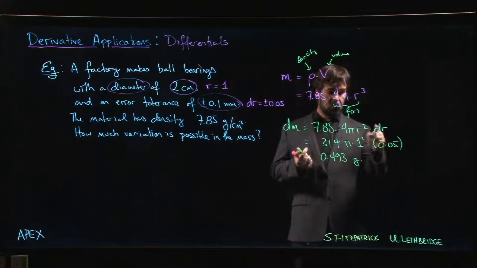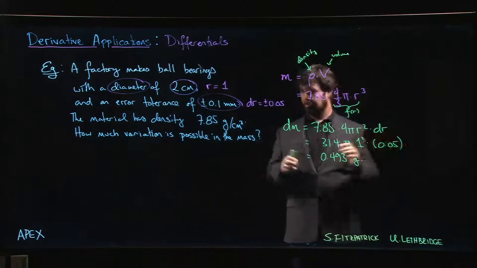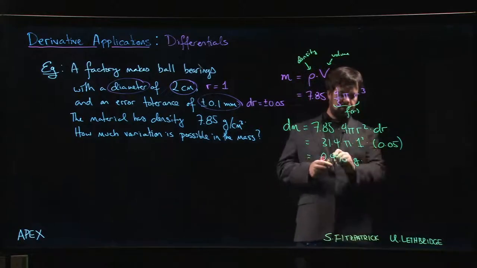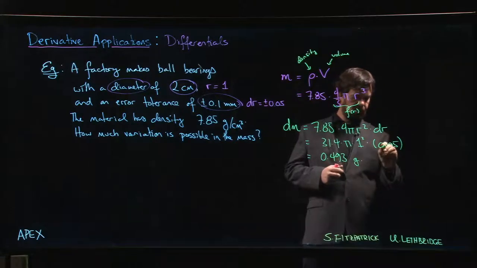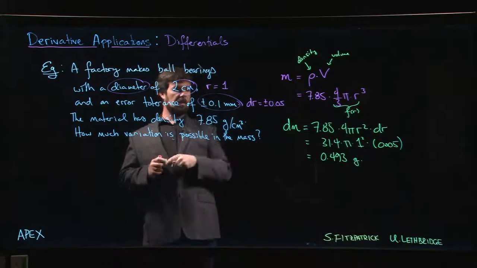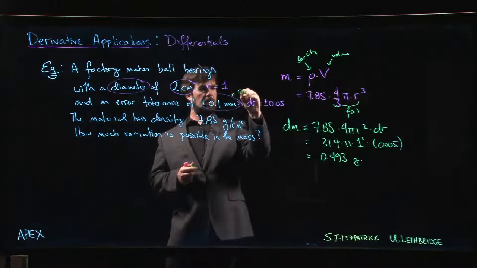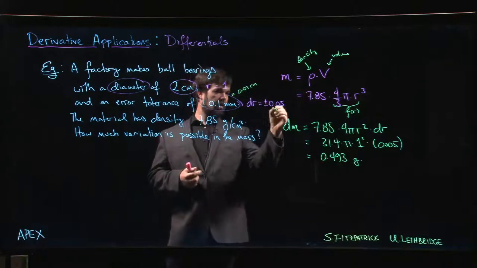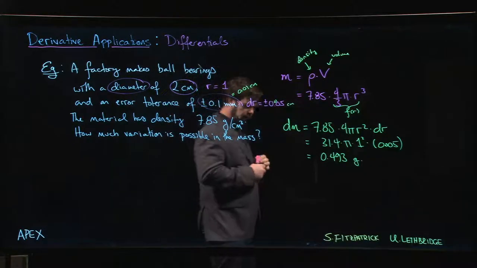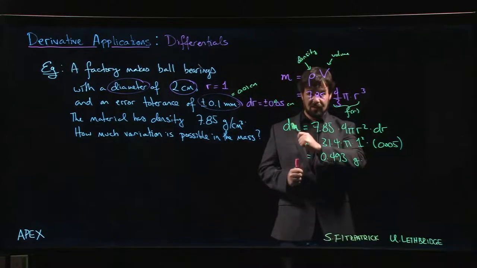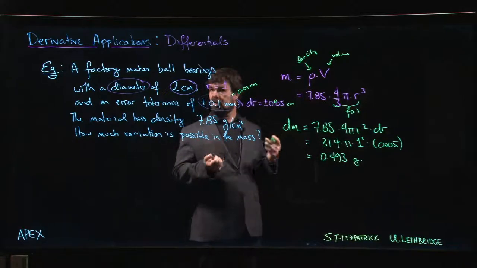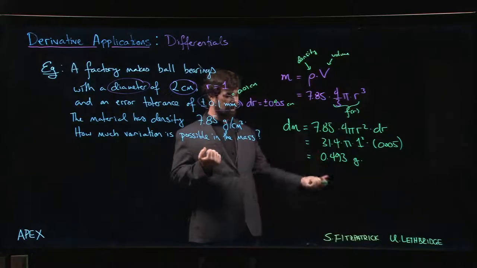dr also has units of centimeters here, so I should be careful. This is right, but I'm missing a zero here. Be careful of units. This is in millimeters, this is in centimeters. So 0.1 millimeters is 0.01 centimeters, so I need a 0.005 if I want that to be in centimeters. But I'm pretty sure that last answer is right because, well, I copied it from the textbook. 0.493. Okay, so the mass in these ball bearings can vary by as much as half a gram.